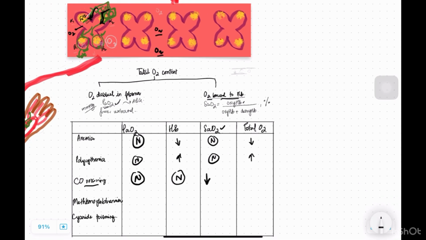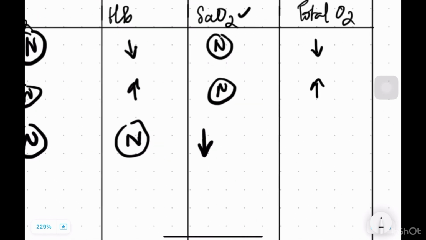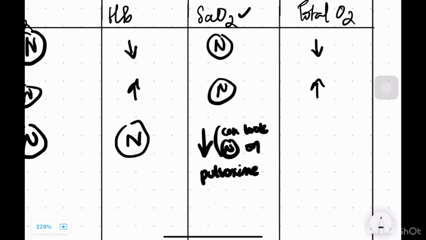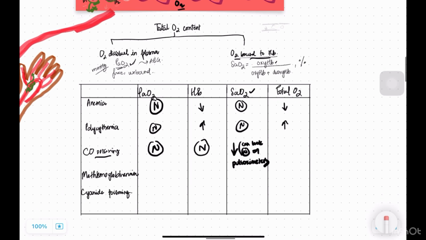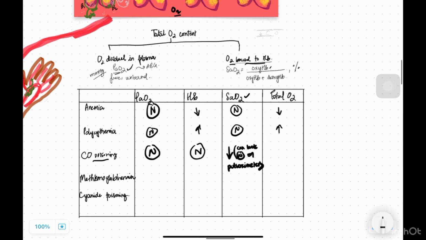But the problem here is it can look normal on pulse oximeter, because your pulse oximeter can be duped. It is going to see bound hemoglobin and assume that it is hemoglobin that is bound to oxygen, but in actuality a lot of it is bound to carbon monoxide, so your oxygen sats can appear normal. In fact, they can also be around 85% to normal.